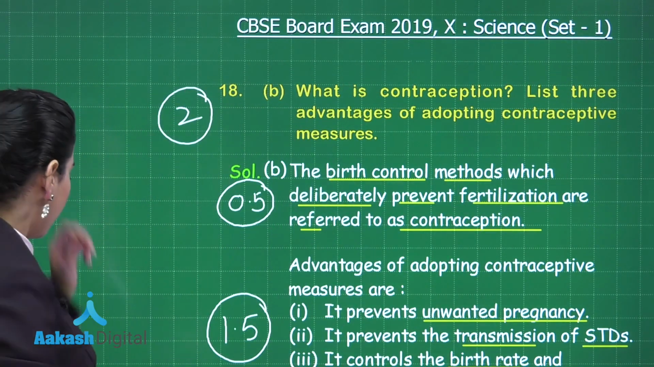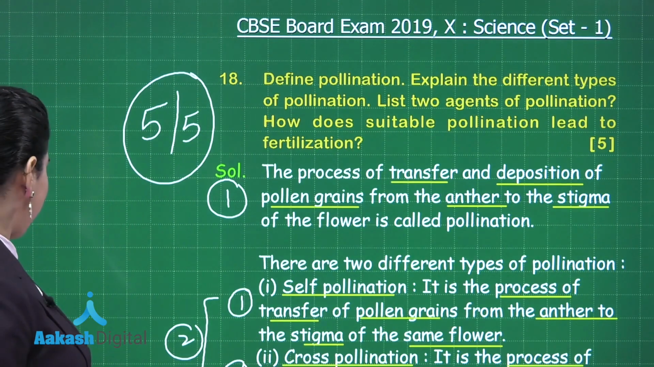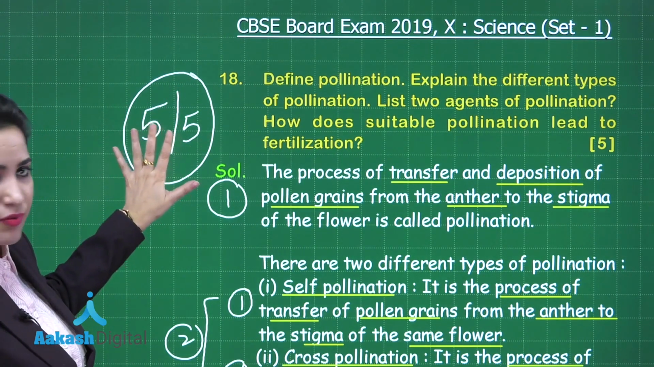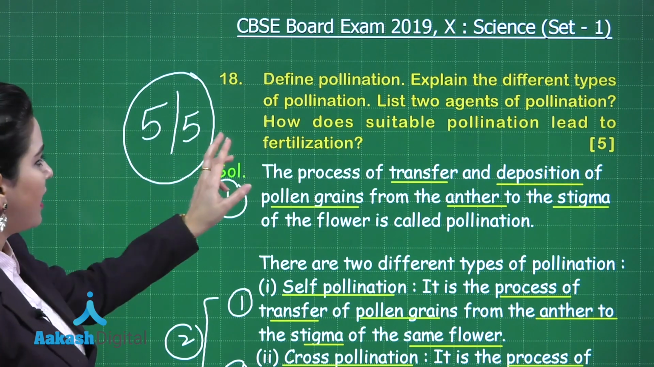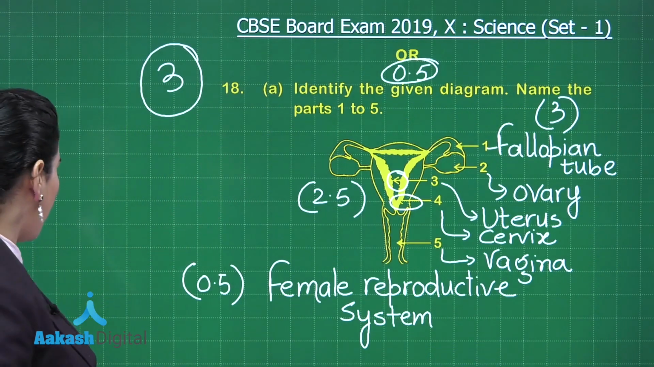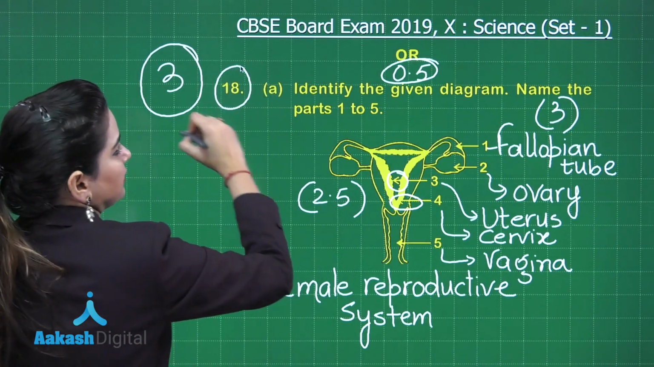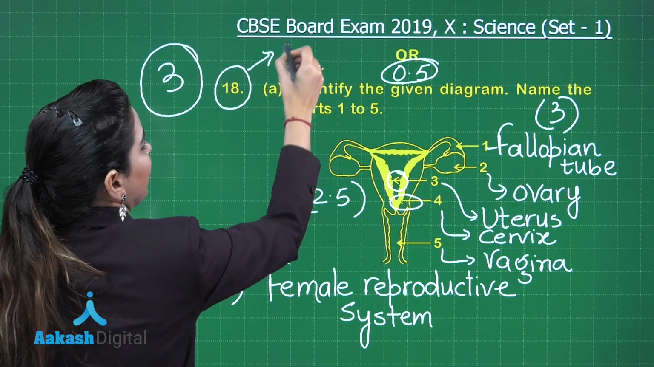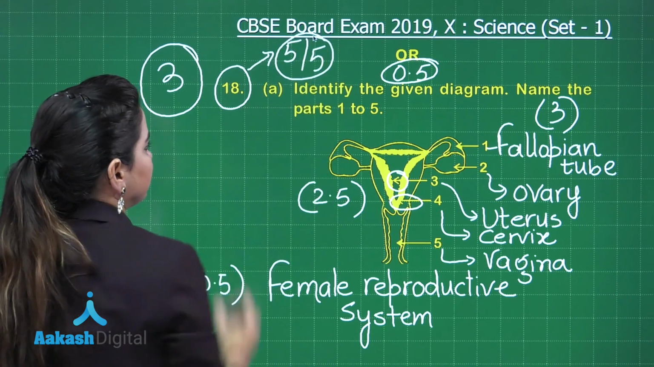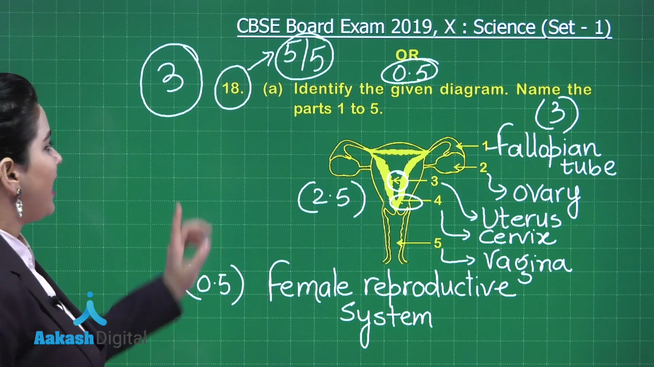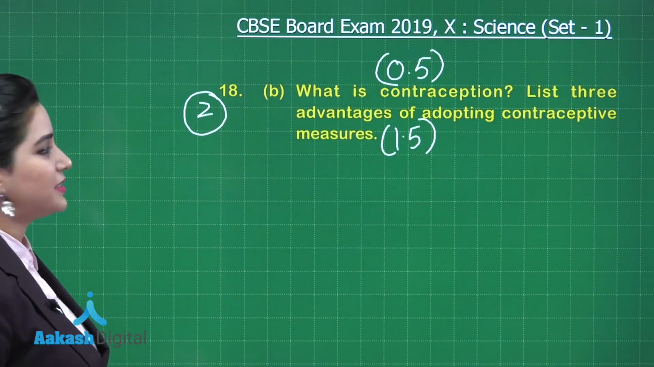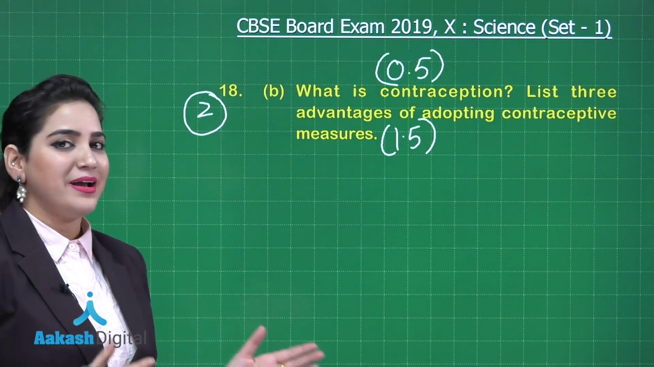So here coming back students, this 18th question, 5 marks were for this part and the OR had 2 parts, part A and part B, and totally this OR part is going to give us 5 out of 5 marks. 3 marks for part A and 2 marks for part B. Now let us take up our next question here.